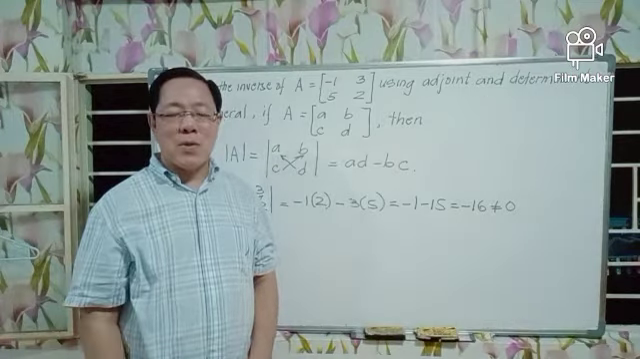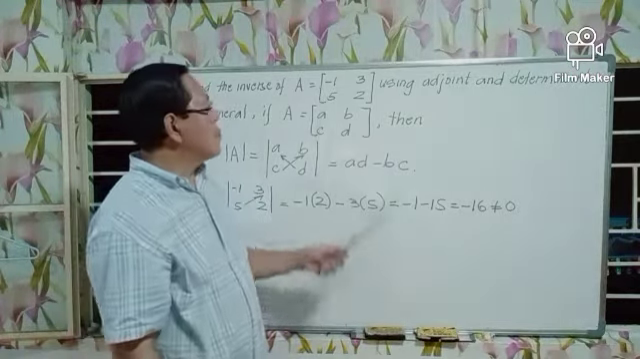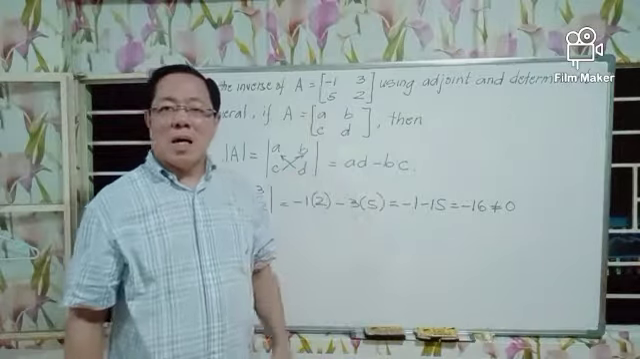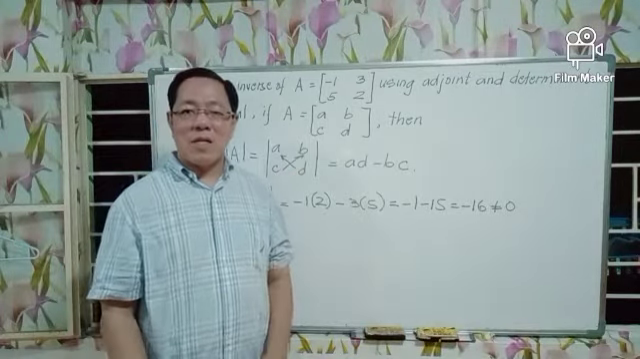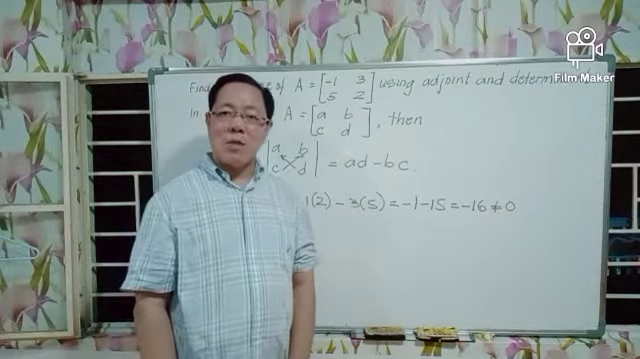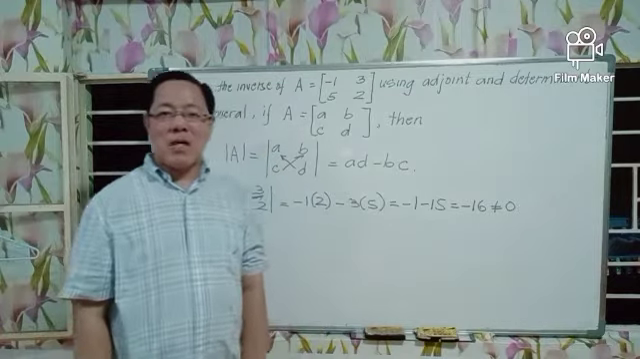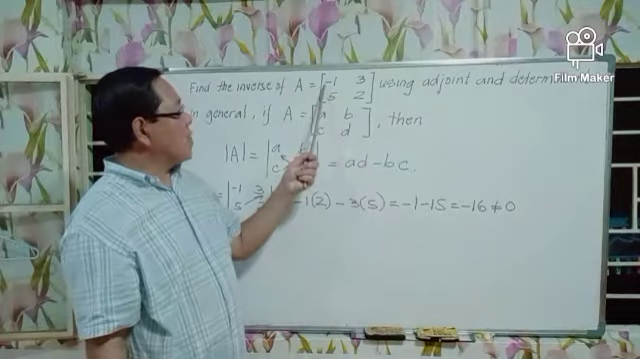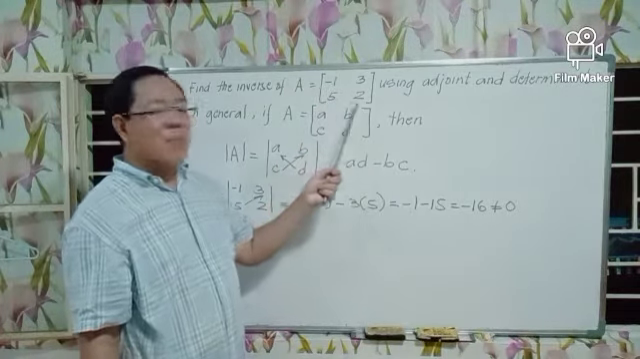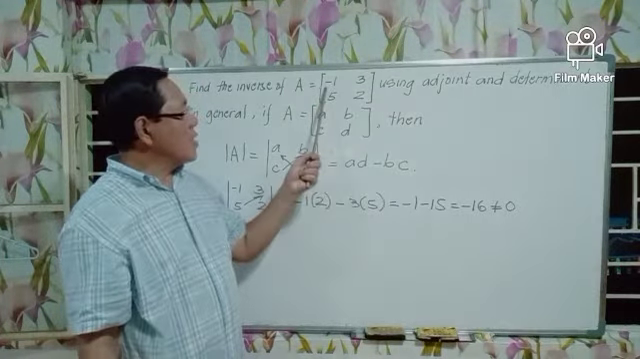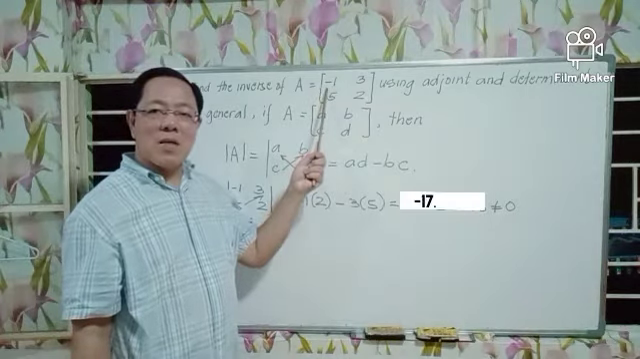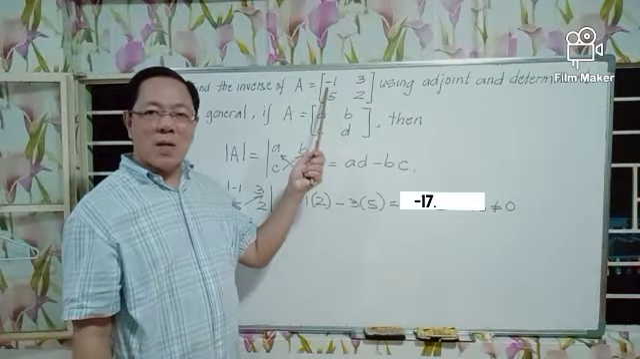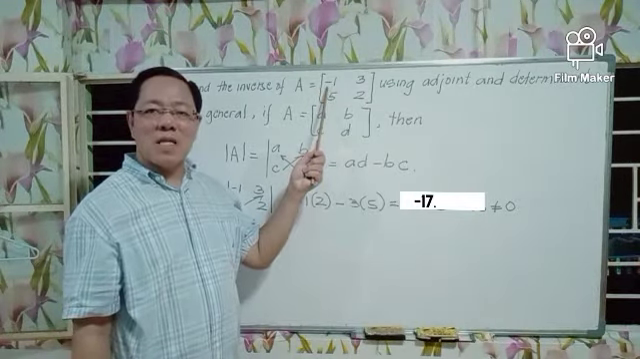And we proceed to get the adjoint of matrix A. The adjoint of matrix A is the transpose of the matrix whose entries are the cofactors of the entries of matrix A. And we get the cofactor of each of these entries of matrix A. Beginning with this entry, negative 1, the entry in the first row and first column, we denote its cofactor by C sub 1, 1.